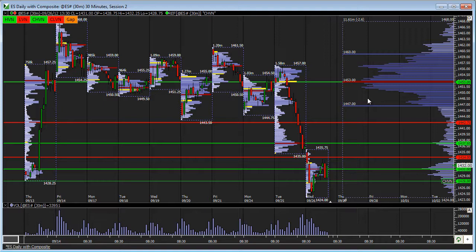And right now, if we look at the profile for today, we can see that the push below down to 1424 was quickly rejected, right? So essentially, those prices below are considered unfair, and you can see that price quickly pushed back up above 1428, and now it's been balancing above 1428. So these are some key levels to keep in mind, and I hope that answers your question.